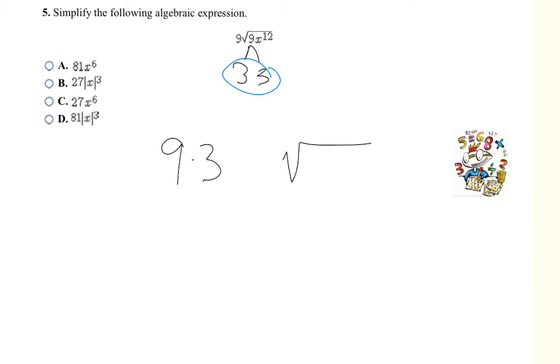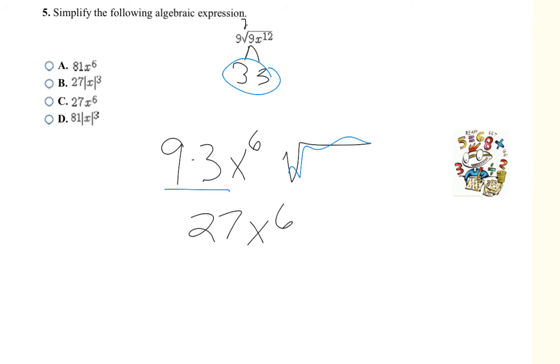And then I'm going to look at my x to the 12th power. I have an index of 2, so 2 divides into 12 6 times. So I'm going to have x to the 6 with no remainder. So I don't have anything underneath the square root, so it's just going to fall off in my answer. I don't really need it. I'm going to multiply these two numbers out front together. 9 times 3 is 27. And then I have x to the 6th.